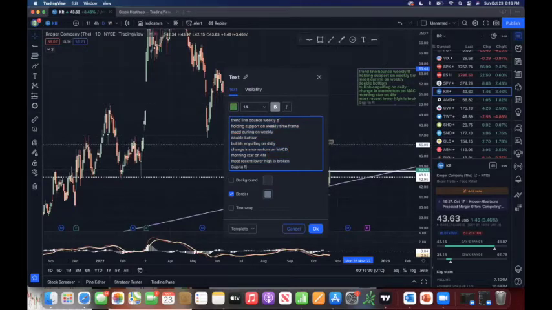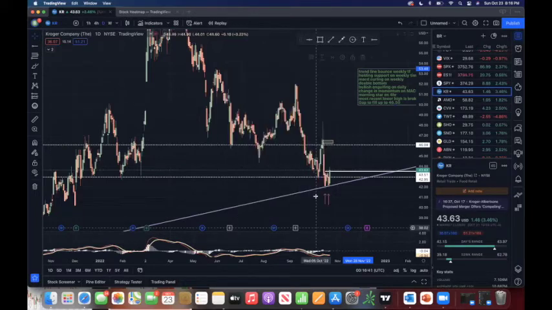Gap to fill on, or up to 46.50. So that's basically breaking down all the reasons why I would get in this trade.